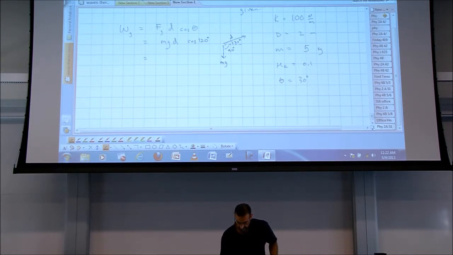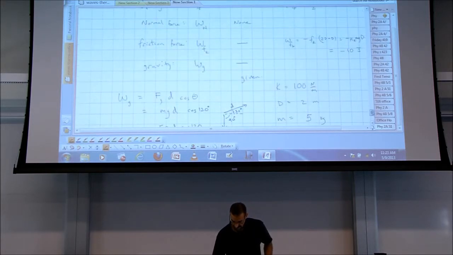100 times the cosine of 120. No, sorry, we don't know d. We've got 50d times the cosine of 120. And the cosine of 120 gives us a negative, right? And we expected the work done by gravity to be negative. So that's where it comes from. 1/2. So negative 25d, that's our answer.